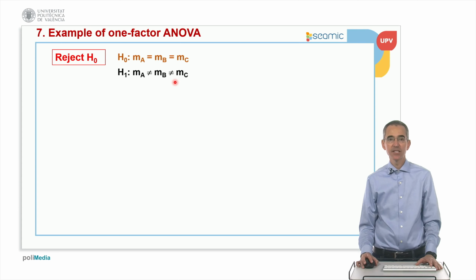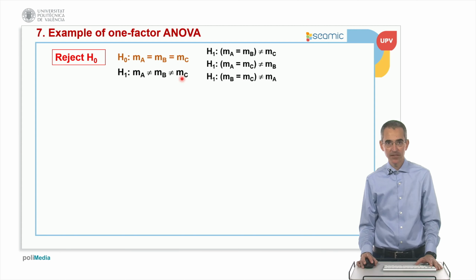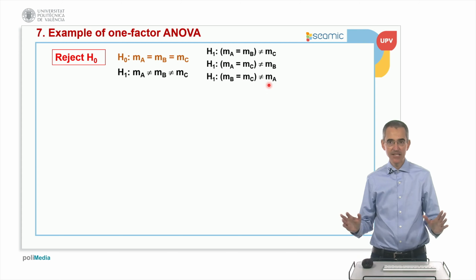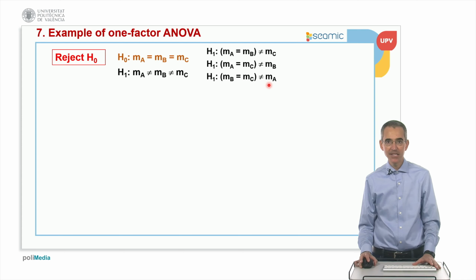But what is the conclusion? Can we say that the three averages are different at the population level? Not necessarily. It can be that A and B have the same average at the population level but different from C, or A equal to C and different from B, or B equal to C and different from A. So there is only a single null hypothesis, but there are many possible alternative hypotheses. We have not finished the analysis because we have to decide what the conclusion is.